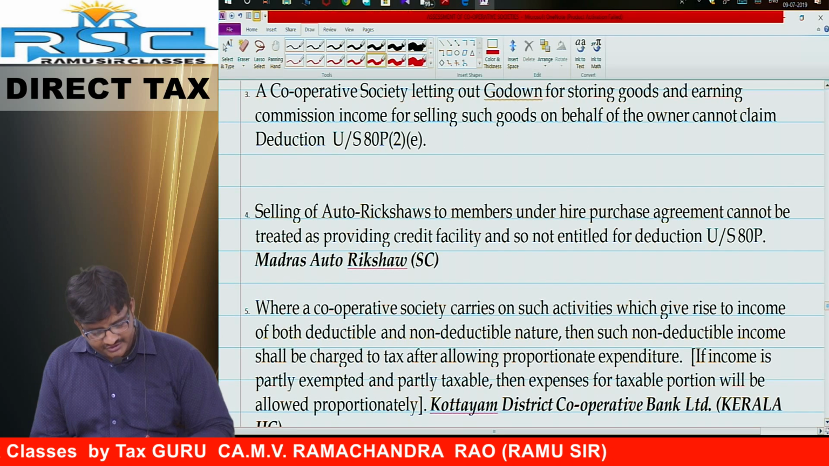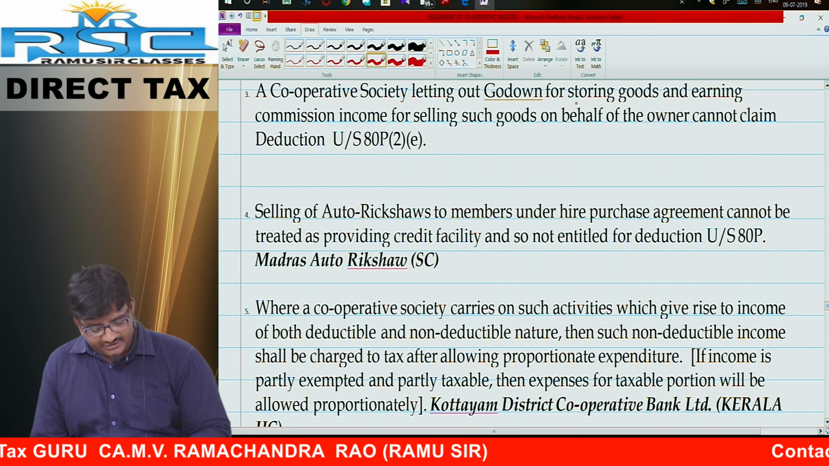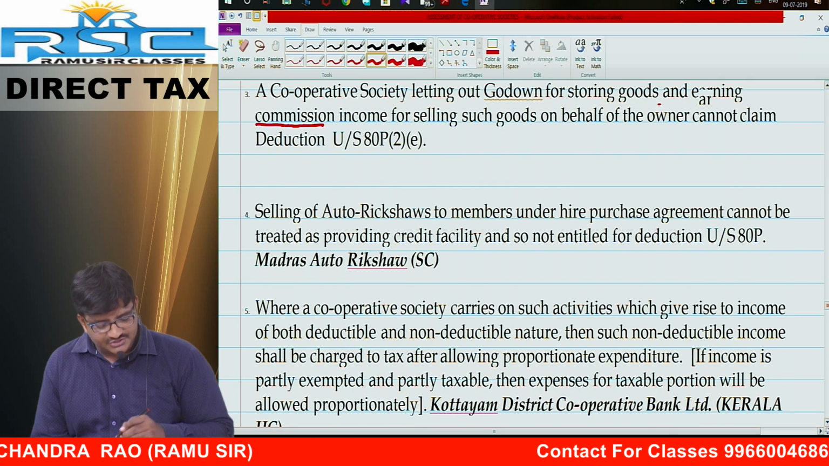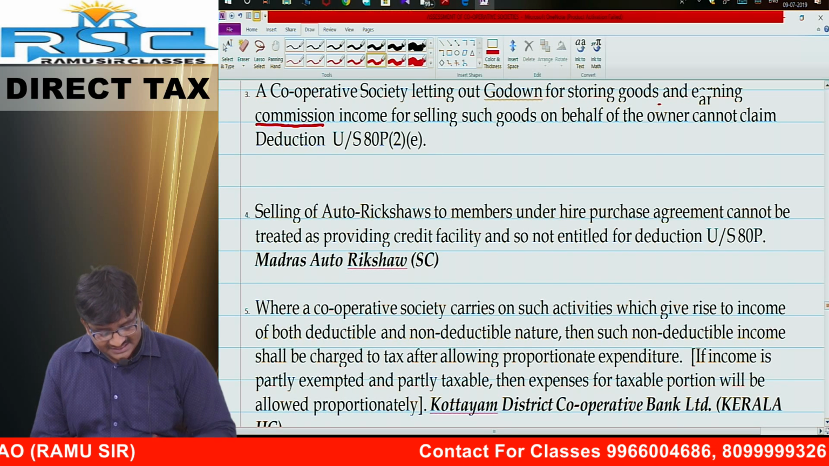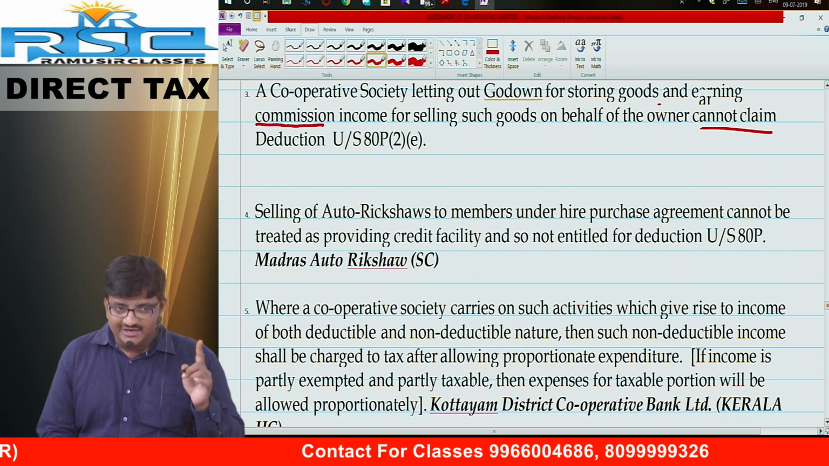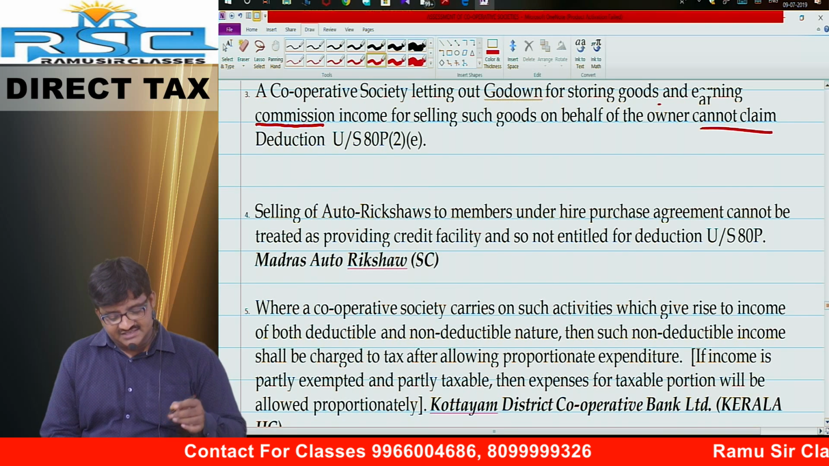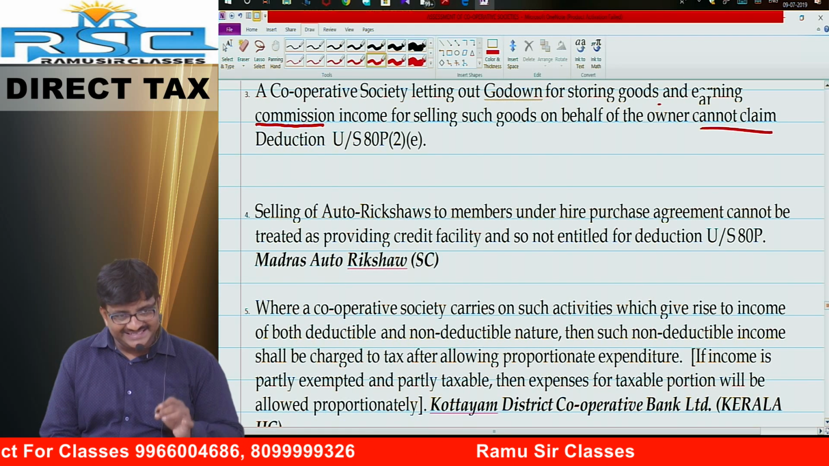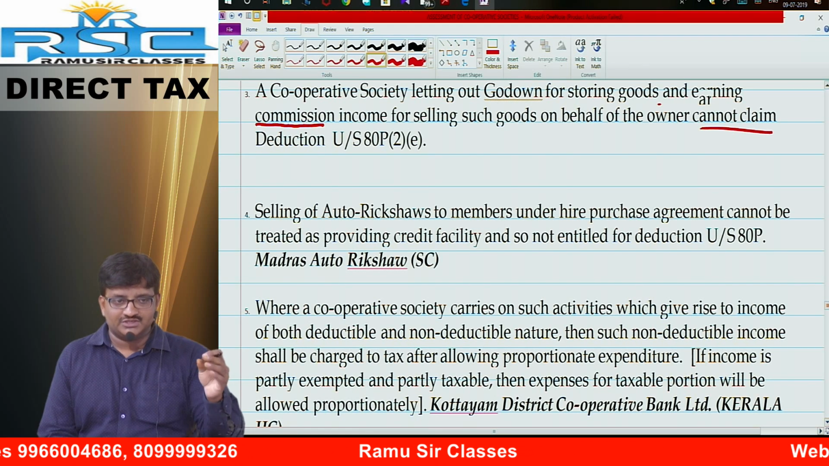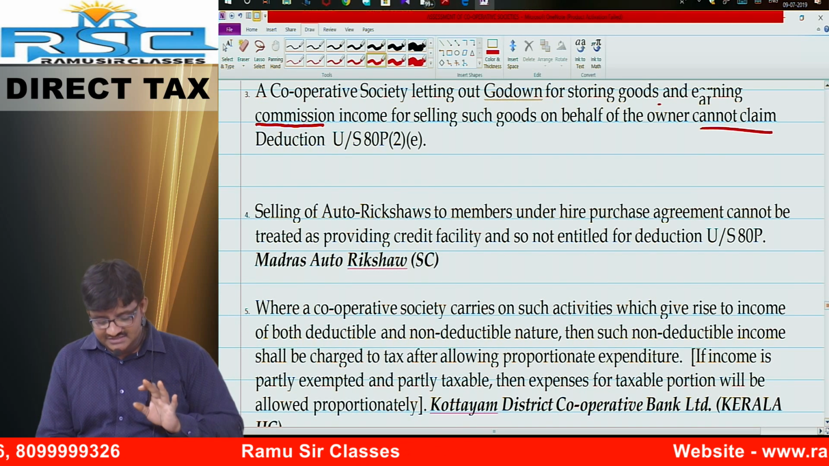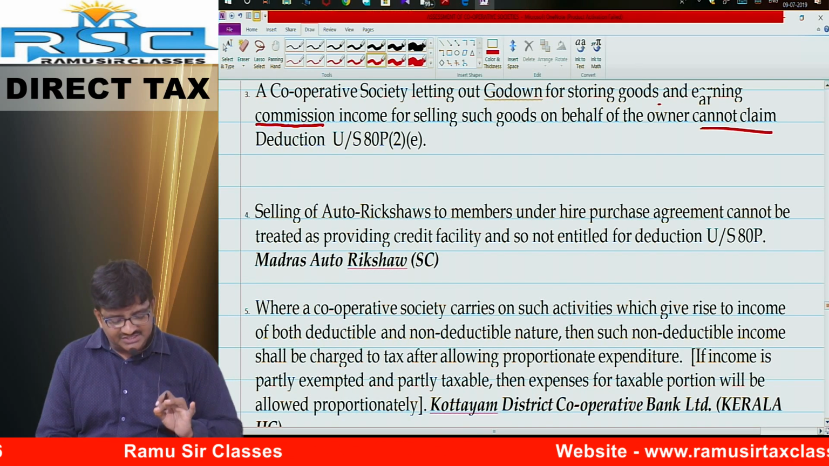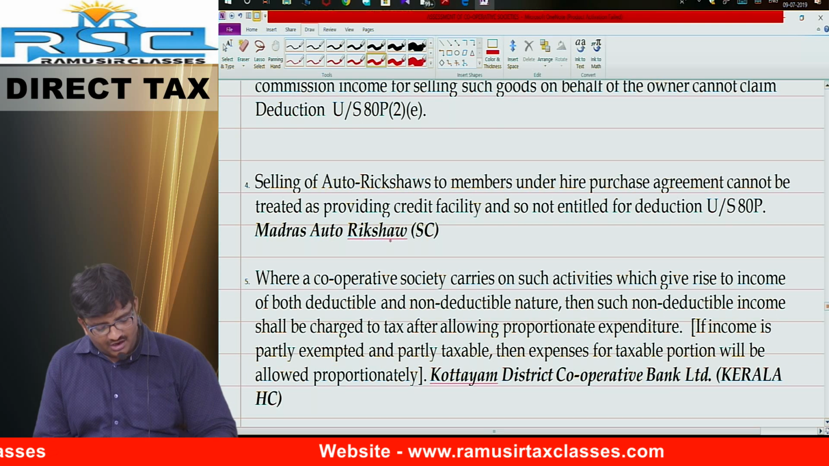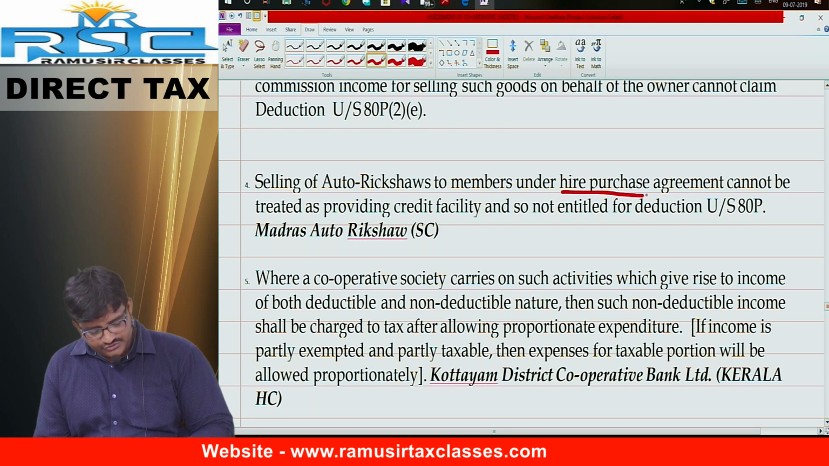Next one. Cooperative societies which are engaged in letting out of godowns and earning commission: I repeat, earning commission for sale of such goods is not eligible to claim deduction. If you let out and also get commission on selling such goods, you are not eligible for deduction. 80P subsection 2 clause E is only allowed if you let out, or incidental activities are also covered, but if you are earning commission for selling of goods, you are not eligible for deduction. Next one, Madras Auto Rickshaws, Supreme Court citation. Sale of goods on hire purchase basis.